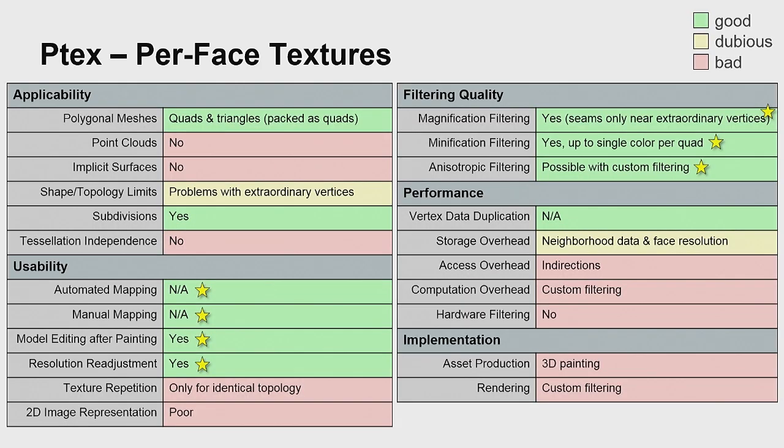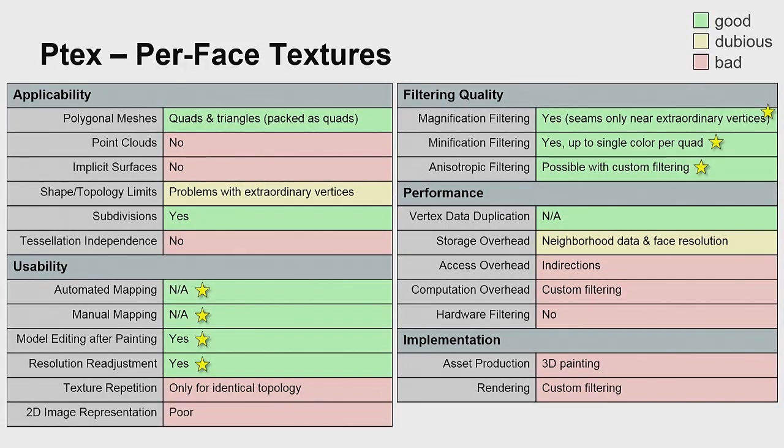So this is the score sheet for PTEX. What's really important here is the usability. If you look at usability, we have all this green now. We don't need mapping. We don't need to define a mapping at all, right? We can directly use our model, which is great. So we eliminated this one really labor-intensive component of our texture mapping process.